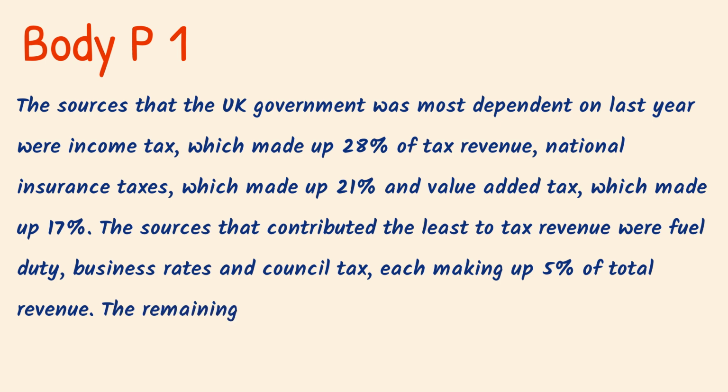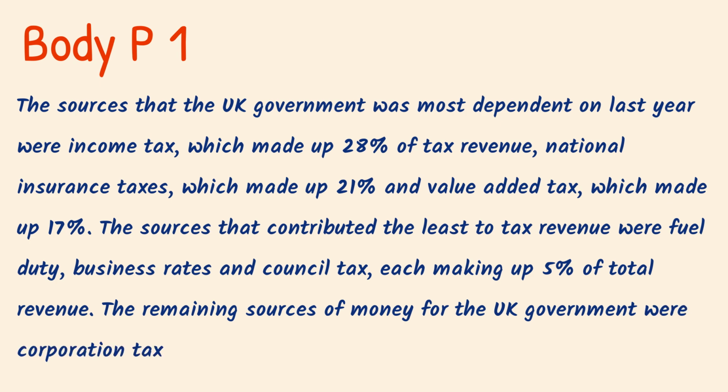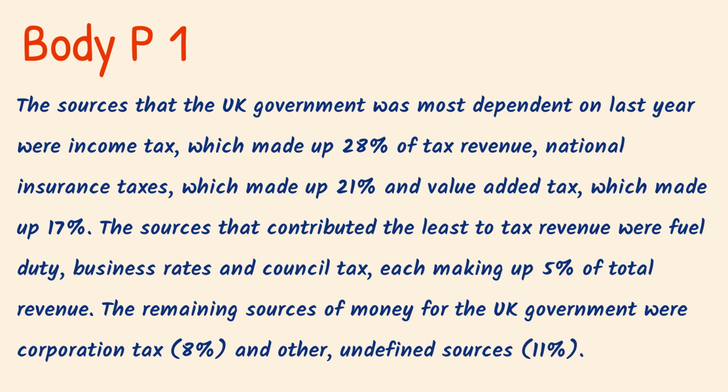And there are also the remaining sources, right? The remaining sources of money for the UK government were corporation tax, and I put in parentheses here, 8%, and other undefined sources, 11%. Sometimes you can just mention the source and you do not, for example, write which made up, because when you repeat that, the structure would be repetitive. So you just put the percentage in parentheses, and you just refer to another source, right? As I did here in the last sentence, the remaining sources of money for the UK government were corporation tax, 8%, and other undefined sources, 11%, just like it. And I will do the same in the next paragraph, right?